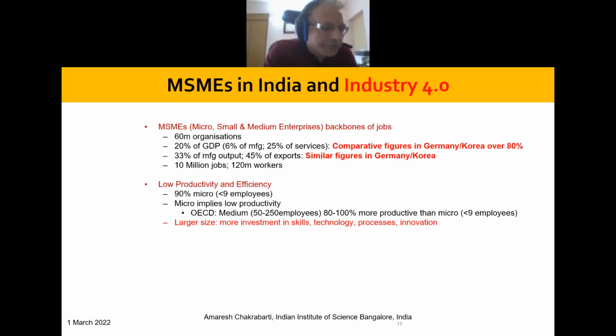Now, one interesting observation here is that 90% of our MSMEs are actually micro organizations, nine or fewer employees. And what happens is that, and this has already been established by some of the OECD documents, if you have very small companies, then that implies low productivity. If the number can be increased to say about 50, you will have at least 80 to 100% more productivity than if you have 9 or 10 people in the organization, because they have a larger mass and therefore a larger possibility of investment in skills, technology, processes, and innovation.